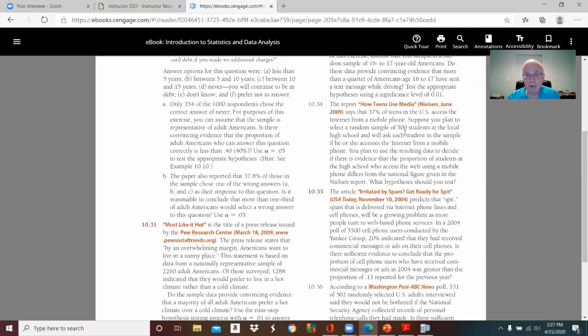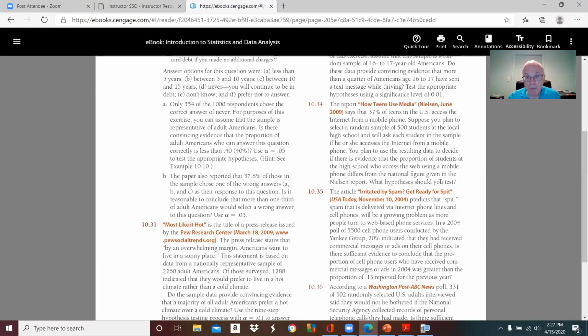Suppose you plan to select a random sample of 500 students, and you want to check this out, right? And in this case here, you plan to use the data to decide if there's evidence that the proportion differs from this national figure of 0.37. Here's the word differs here. That should tell you it's a two-tailed test. Differs means it could be less than, could be greater than.